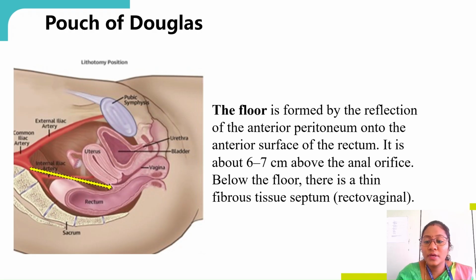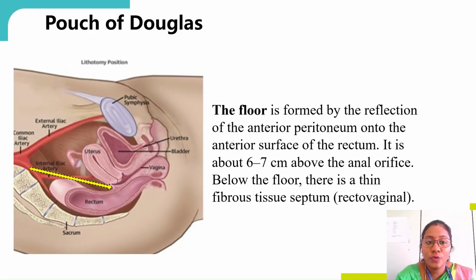Next we are going to discuss the floor of the pouch of Douglas. This image is a cross section of the pelvis in the supine position. In this view we are clearly seeing the floor of the pouch of Douglas. It is formed by the reflection of the peritoneum onto the anterior surface of the rectum. See the yellow line within the picture.